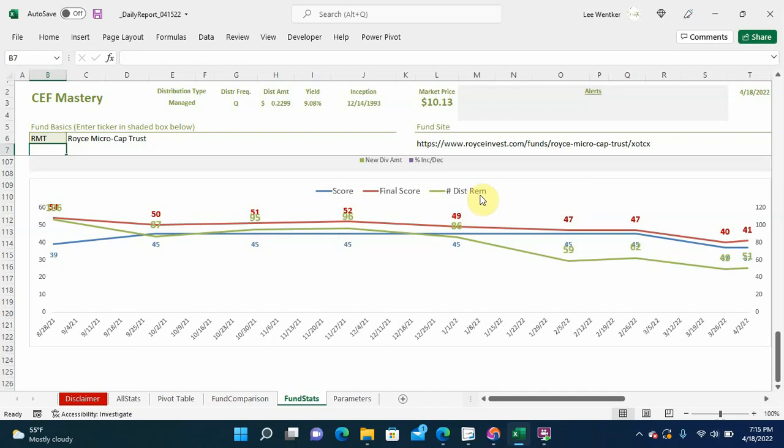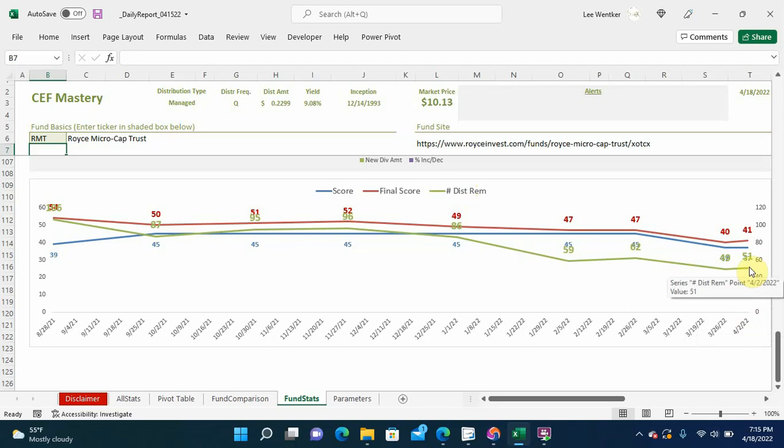For example, in this particular chart for RMT, you can see as of April the 2nd, 2022, there is an estimated 51 monthly distributions remaining before they would have to consider cutting their distribution or borrowing money to maintain their distribution. Now, granted, this is a nuanced number because funds have available to them several tricks up their sleeve.